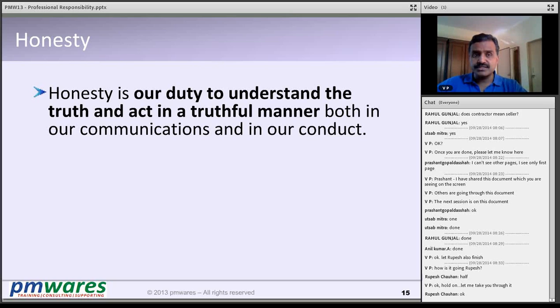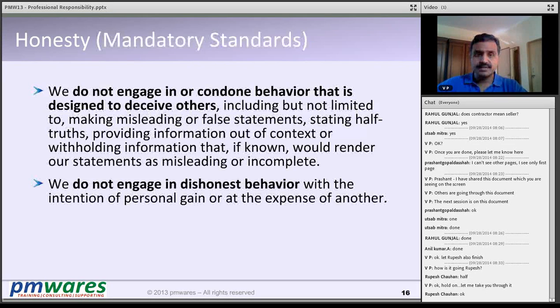The fourth part is honesty. That is, we understand truth and act truthfully. What it means is we should not engage or involve ourselves in behavior that is designed to deceive others, meant for suppressing the information, meant for misleading the people. We should not be part of such a thing.